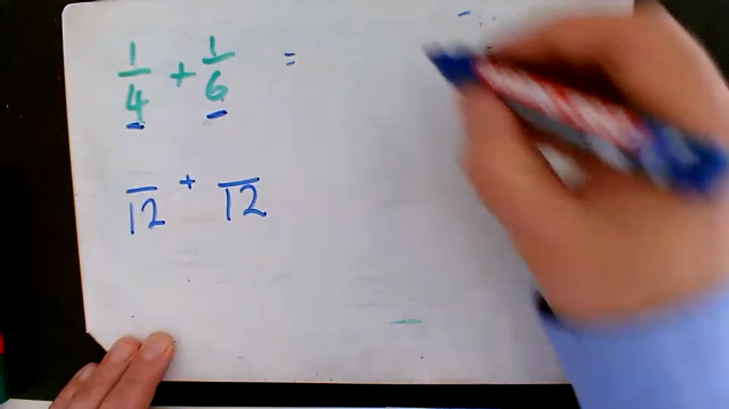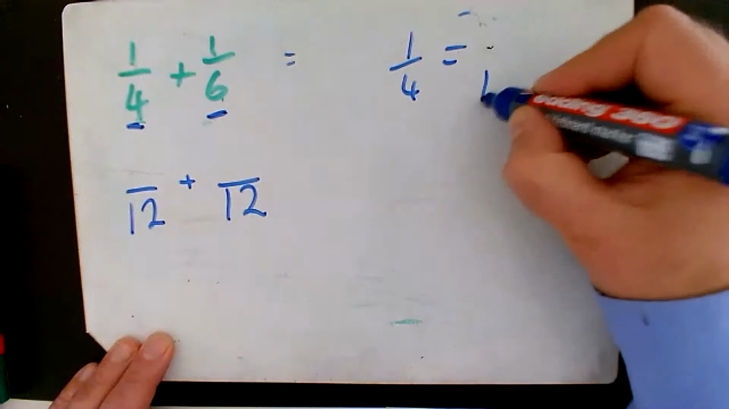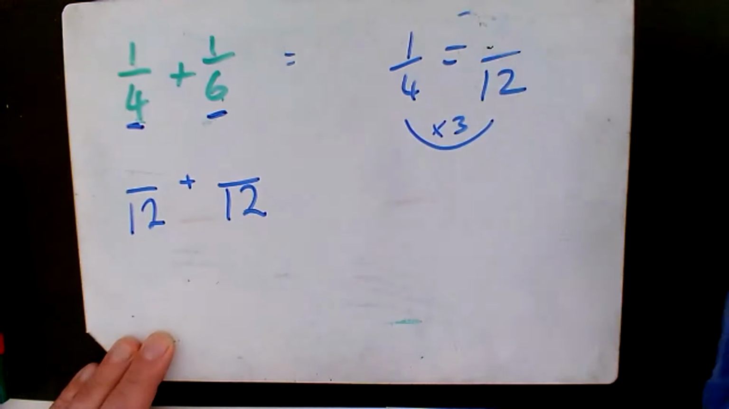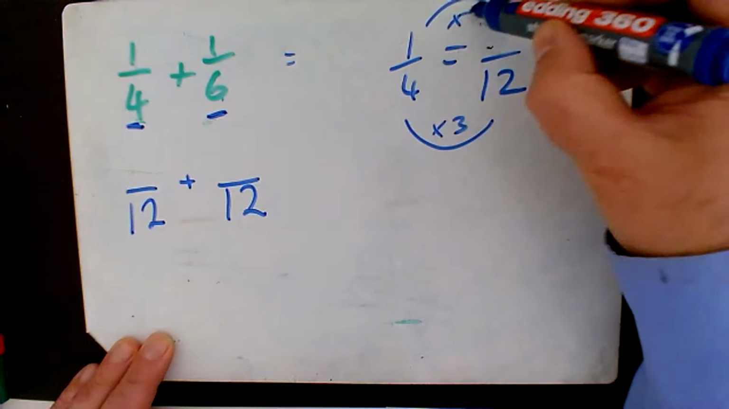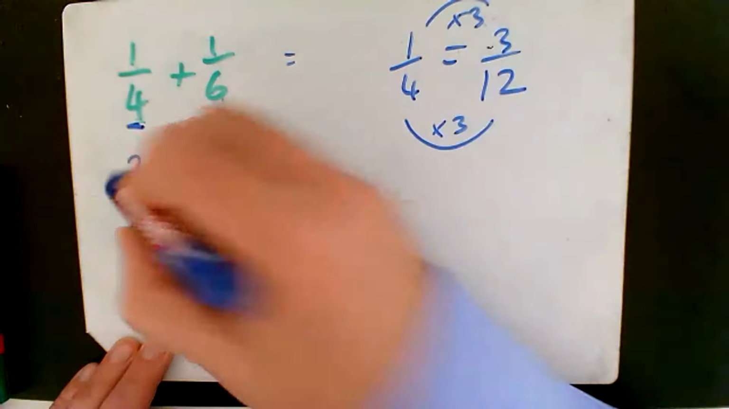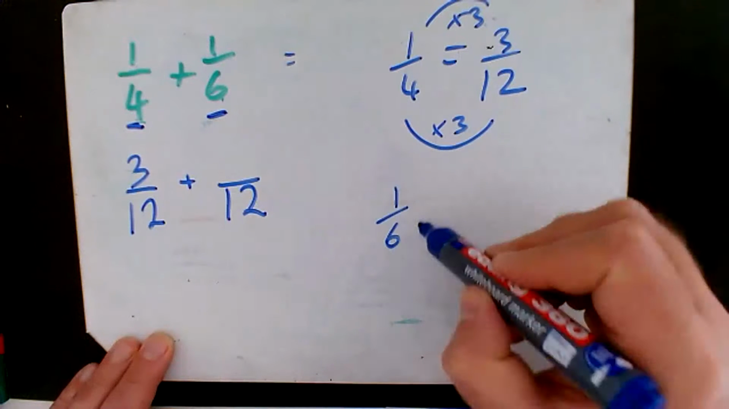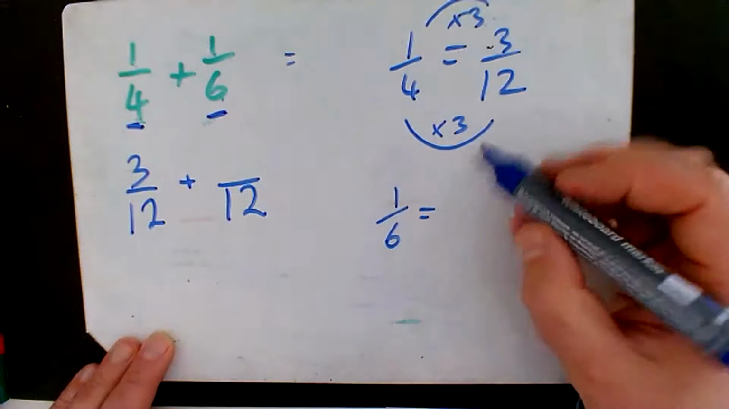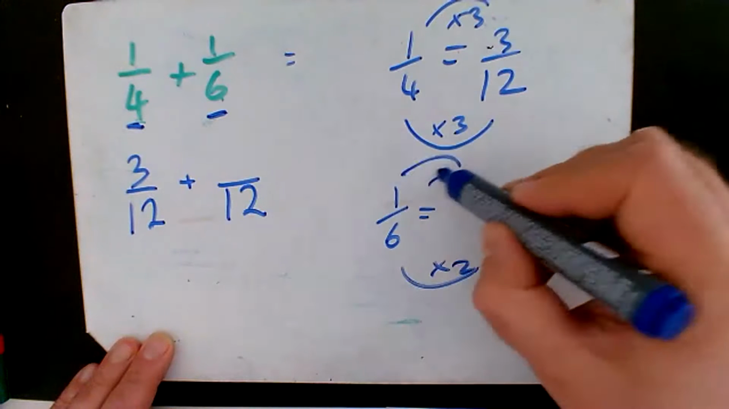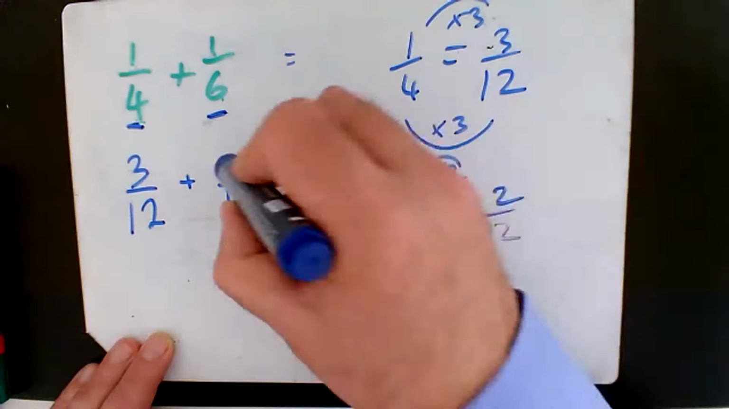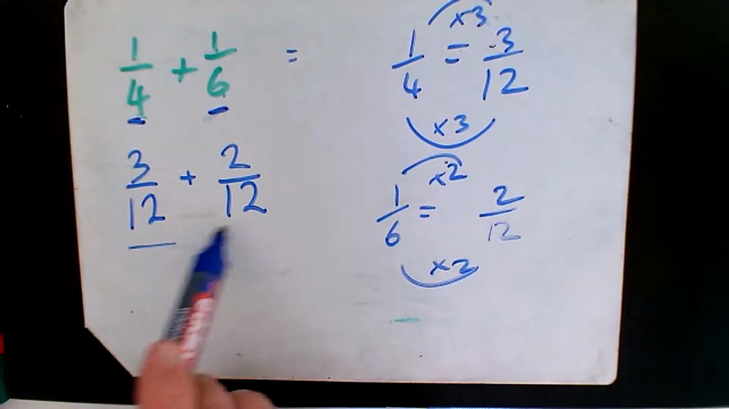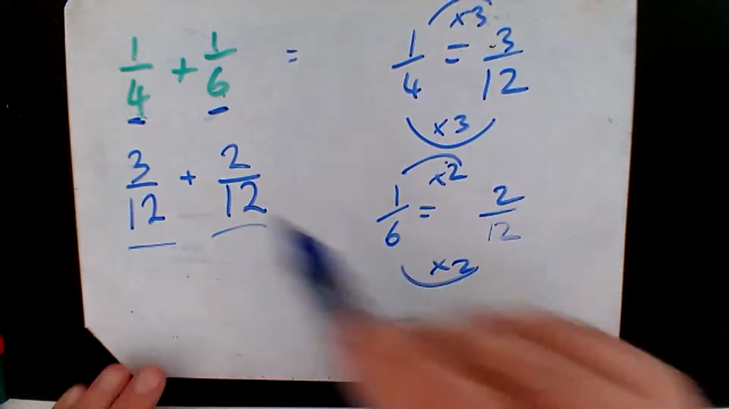Now I'm going to do that on the side. 1/4 equals how many twelfths? So how am I getting from there to there? I'm timesing by 3, so I have to do the same to the top, timesing by 3. So that's 3/12. And now I have to find what 1/6 is. How many twelfths is that? It's times 2, times 2, so 2/12. I've turned them both into twelfths, because when they have the same denominator, they're easy.